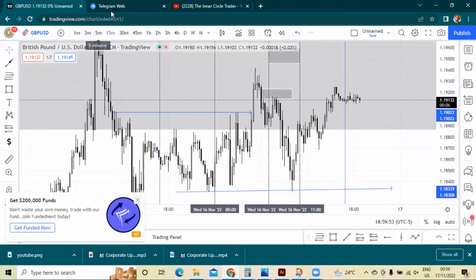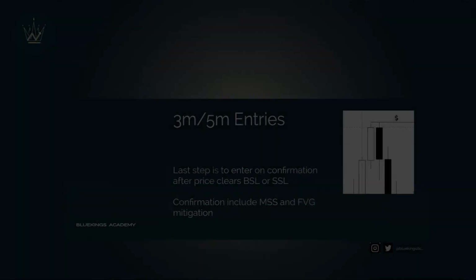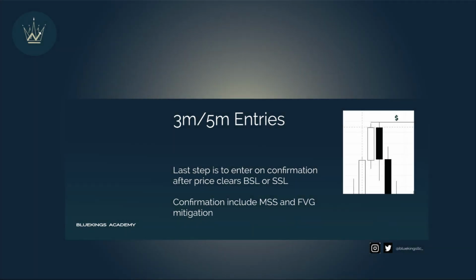So let's see the last entry criteria. So the last 3 minutes and 5 minutes entry. Okay, so last step is to enter on confirmation after price clears buy side liquidity or sell side liquidity. Confirmation includes market structure shift and FVG mitigation. So this is how it works. Let's go straight to the charts, still on GBP.